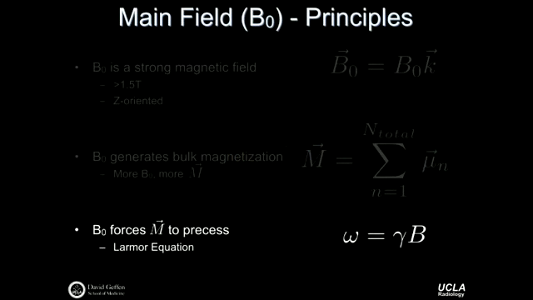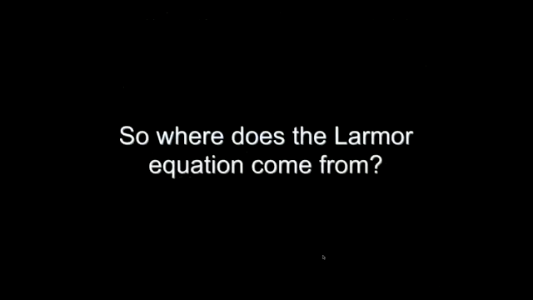Okay, so where we're headed with that as background is an understanding of where this Larmor expression, or this Larmor equation, comes from. We know, at least by just having heard that B0 forces the bulk magnetization to precess. It's going to precess according to the so-called Larmor equation, but it's maybe not obvious where that comes from, and that's what I really want to talk about.